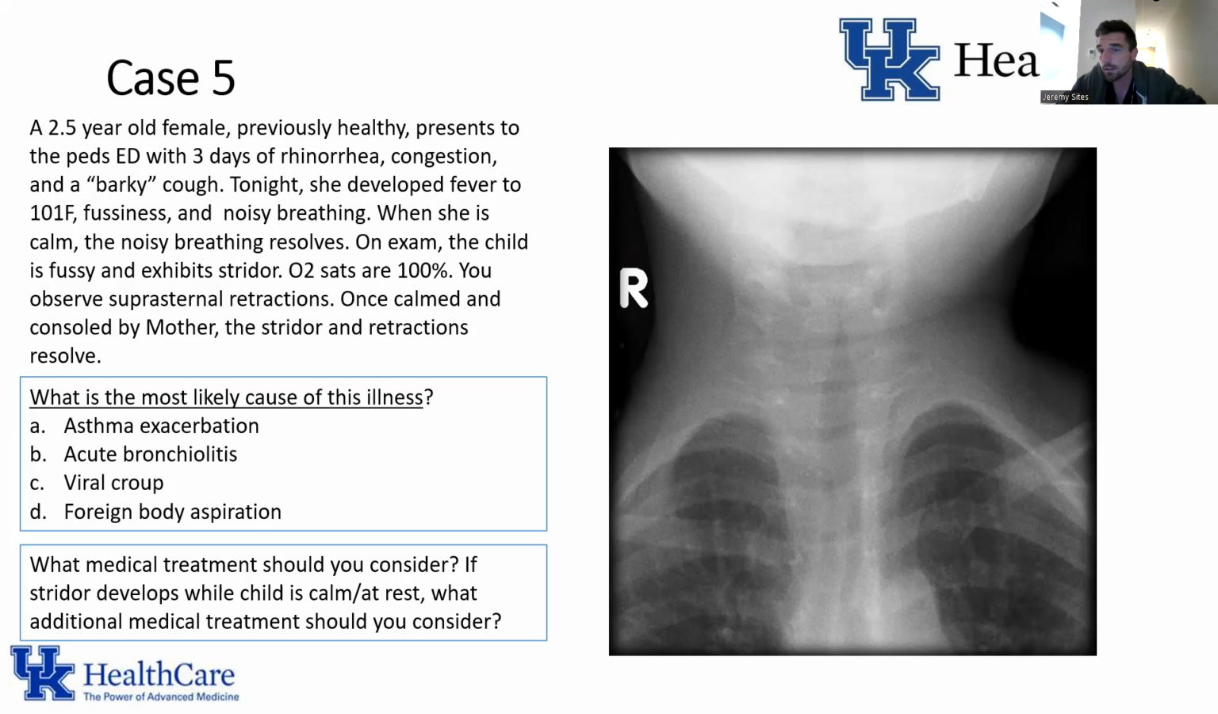And then finally, looking at the X-ray, which is conveniently provided for you here, you do see the classic steeple sign of the trachea that you can see here on this film. So the answer is viral croup. Finally, what medical treatment should you consider? Here, I just wanted you to consider the use of dexamethasone.